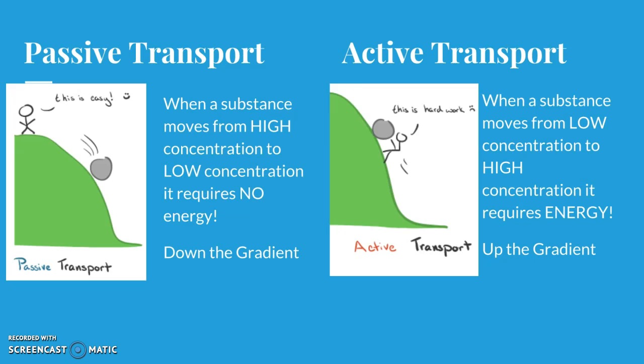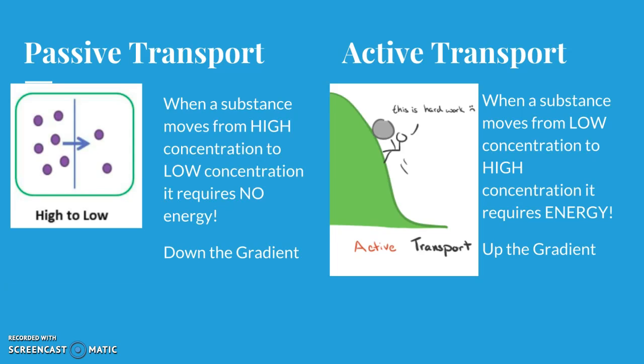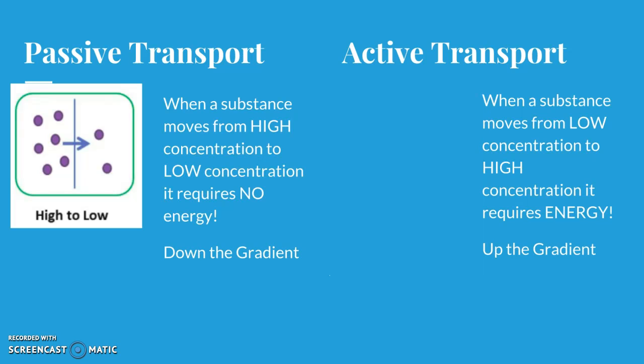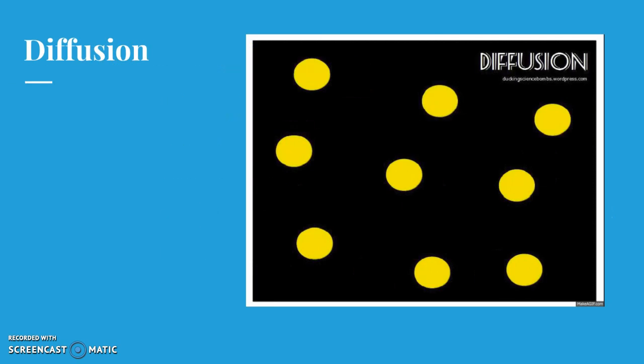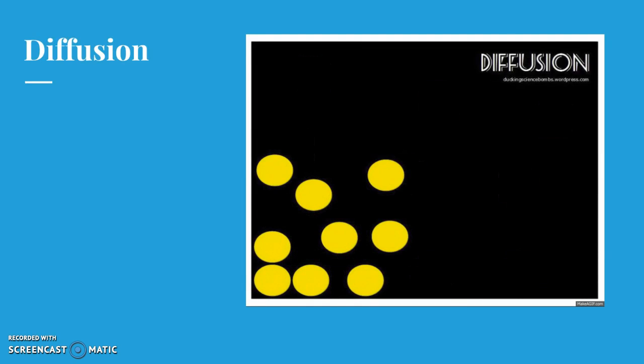So if we look at a comparison of solutions, in passive transport, we're going from high to low. In active transport, we're going from low to high. This is where we require energy. That is the major difference. So let's take a look at the different types of passive transport.